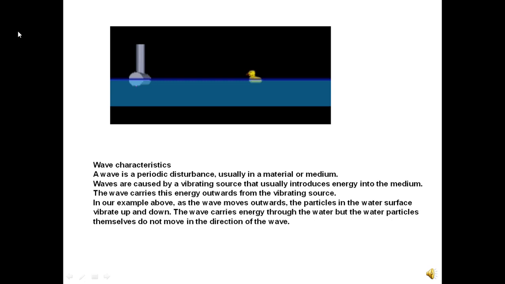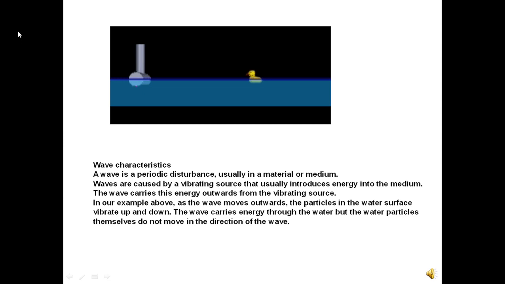A wave is a periodic disturbance, usually in a medium, but we have the electromagnetic spectrum that are a bit special. They don't need a medium. Every other wave does. So waves are caused by something vibrating. It might be an object, it might be an electron in an atom, it might be atoms themselves, but something is vibrating and the energy of that vibration then passes out generally through the medium, but electromagnetic waves are different.